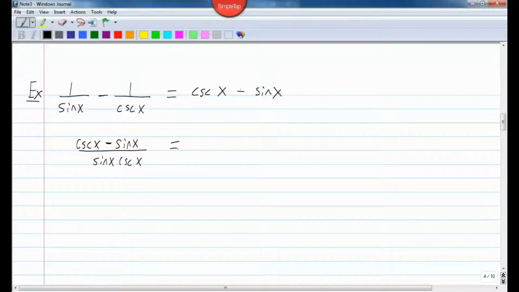Alright, so this is the same thing as our numerator, but we have this stuff in the bottom. But remember, these are reciprocals. What happens when you multiply reciprocals? You always get 1. So sine times cosecant is equal to 1. If that's 1, it just goes away. So now I have the same thing on both sides. So I've verified the identity.